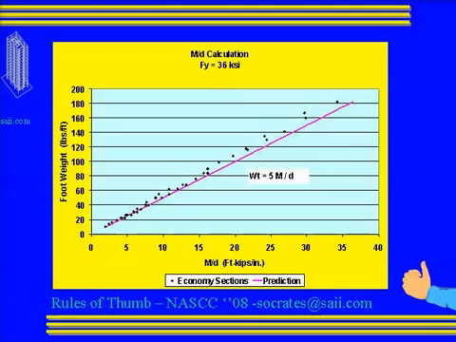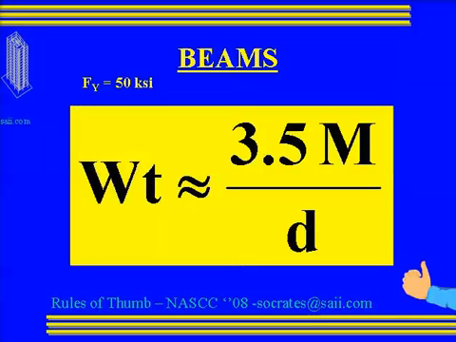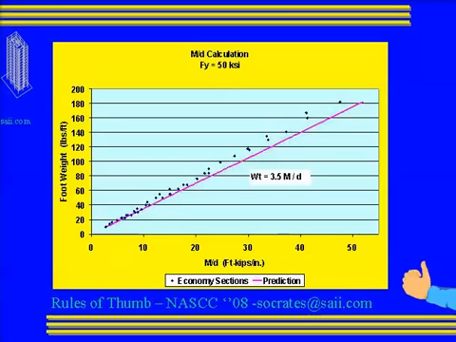I mean, we could have probably made it 5.2 and the line is closer, but you want something that you can easily remember. Okay, if you're using 50 KSI steel, you just ratio that 36 over 50, so you can see that should have been 3.6. But again, we'll try to make it simple, 3.5 M over D. And here's the relationship again.